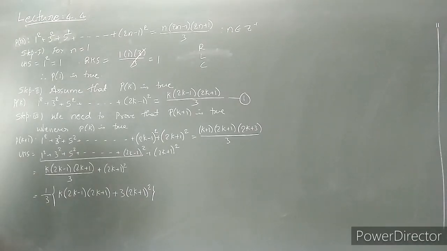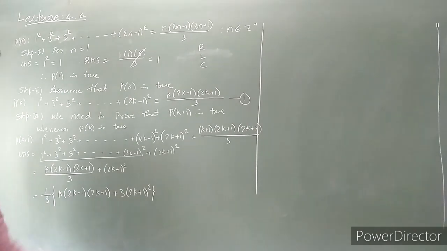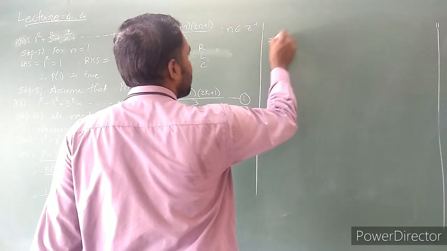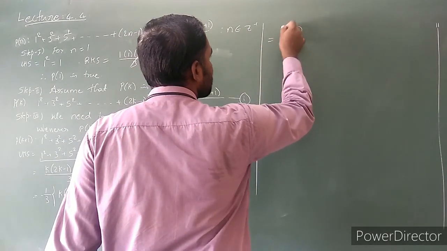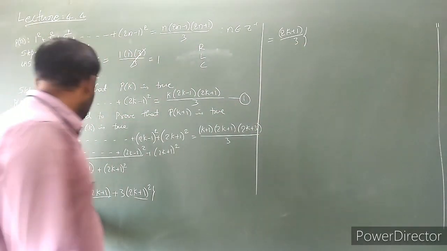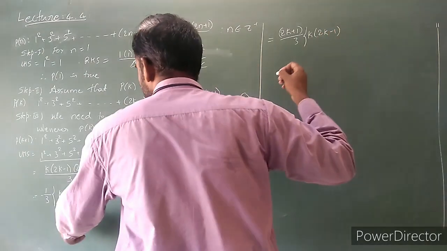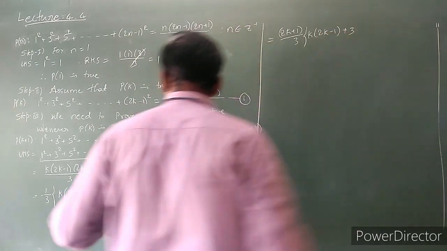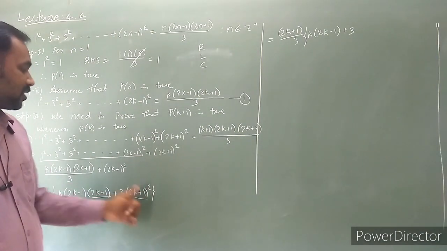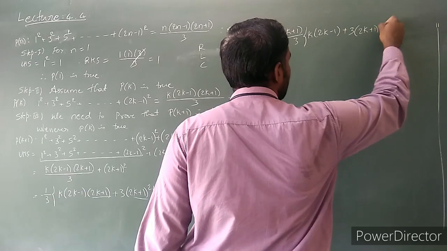Is anything common? Check it. Is anything common here in the block? Okay. Observe. (2k plus 1), (2k plus 1) whole square is there. 2k plus 1 is common. Whole thing divided by 3 as it is. Remaining term k into (2k minus 1) is left, and plus 3 into (2k plus 1) whole square: one (2k plus 1) is outside, remaining 2k plus 1.